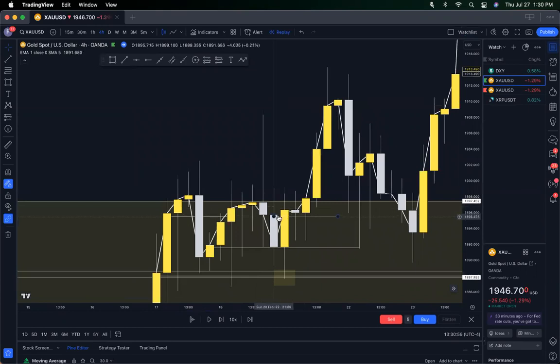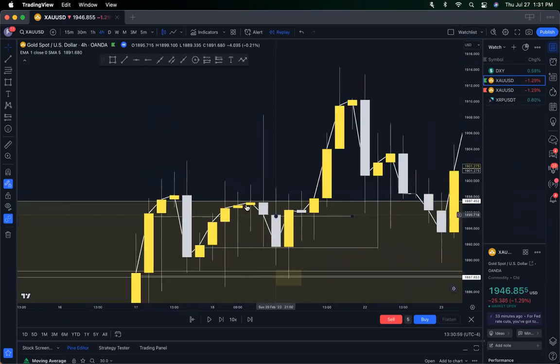We have the SNR right here, like I said. The break above that will give us a clue that this will eventually break.